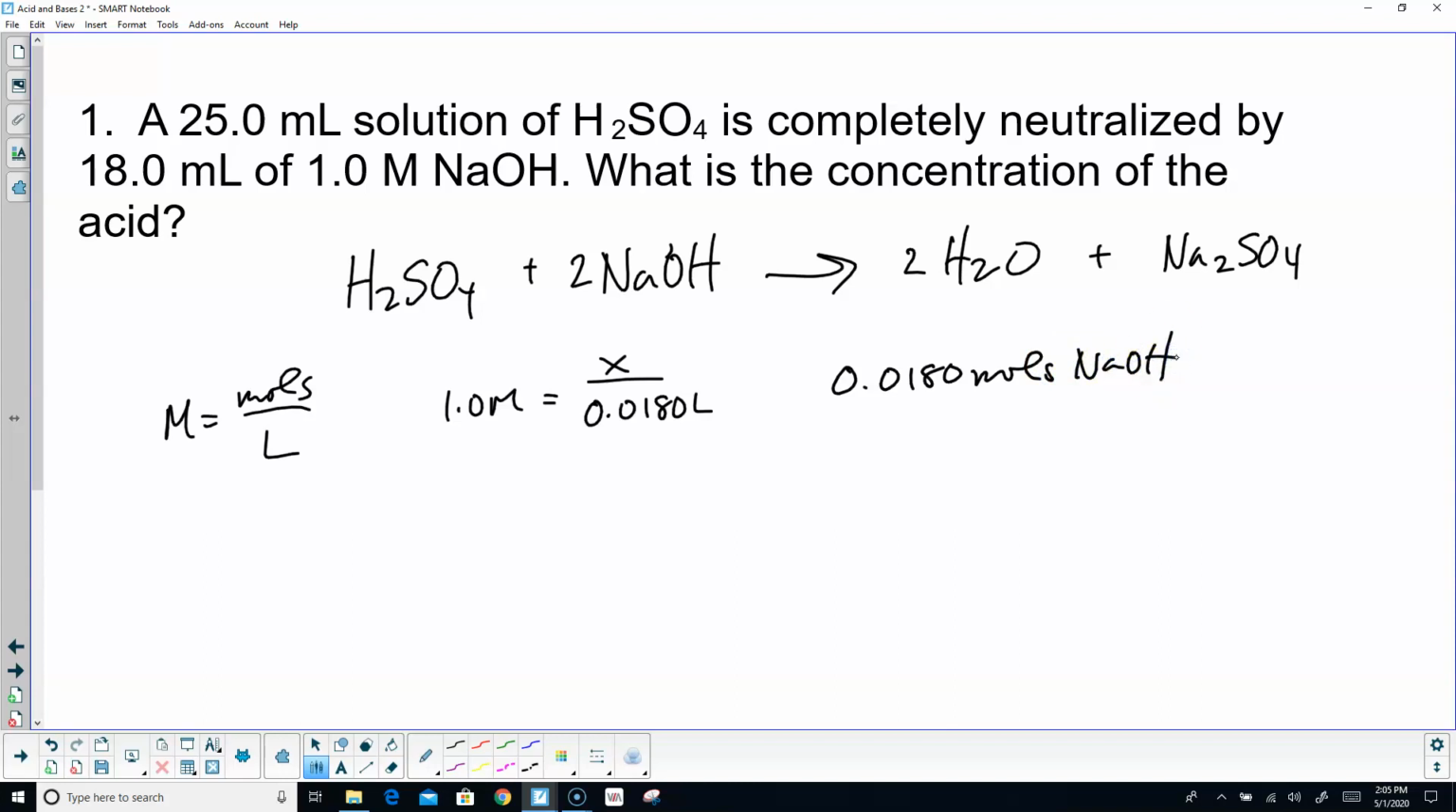Now that we know the moles of NaOH, we're going to convert them to moles of sulfuric acid. What we're going to do is start with what we know, 0.0180 moles of NaOH.